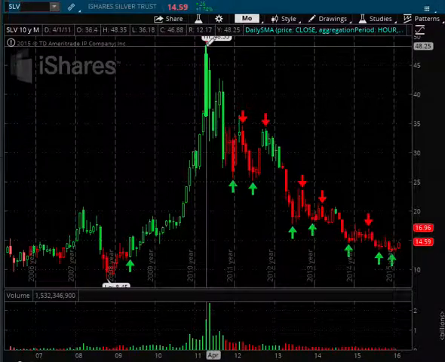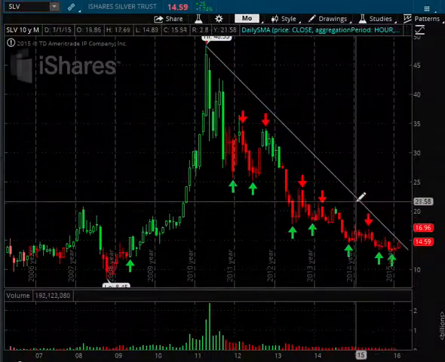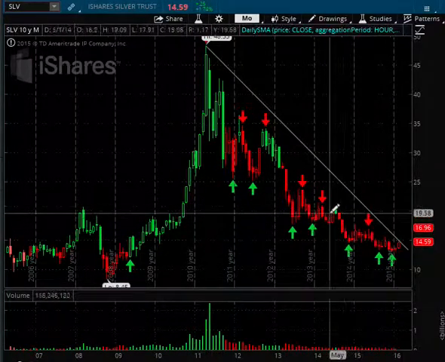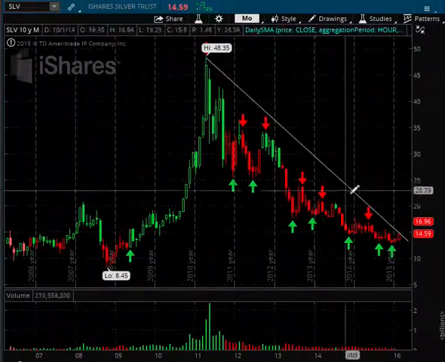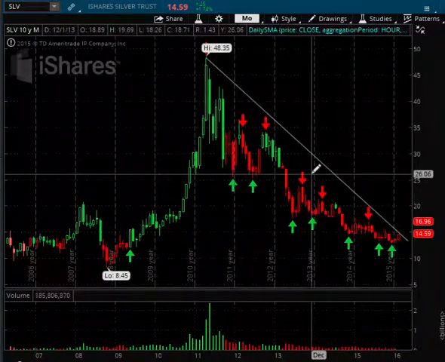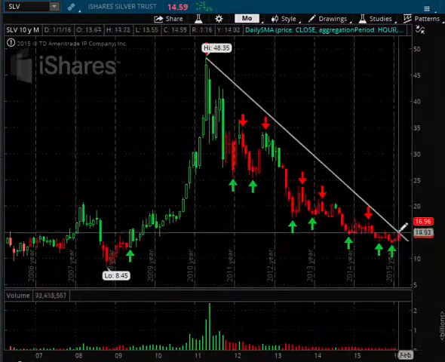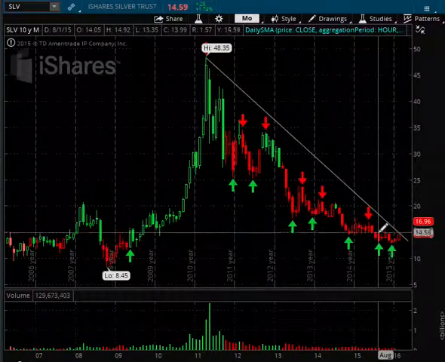Silver has the same chart. Silver has a lot more upside. Silver right now, we got a lot of green arrows, but it won't go up. But silver's high was at $48.35, close to $50 an ounce. And we're at $14.50 an ounce right now. So our highs were $50. We're at $14 right now.